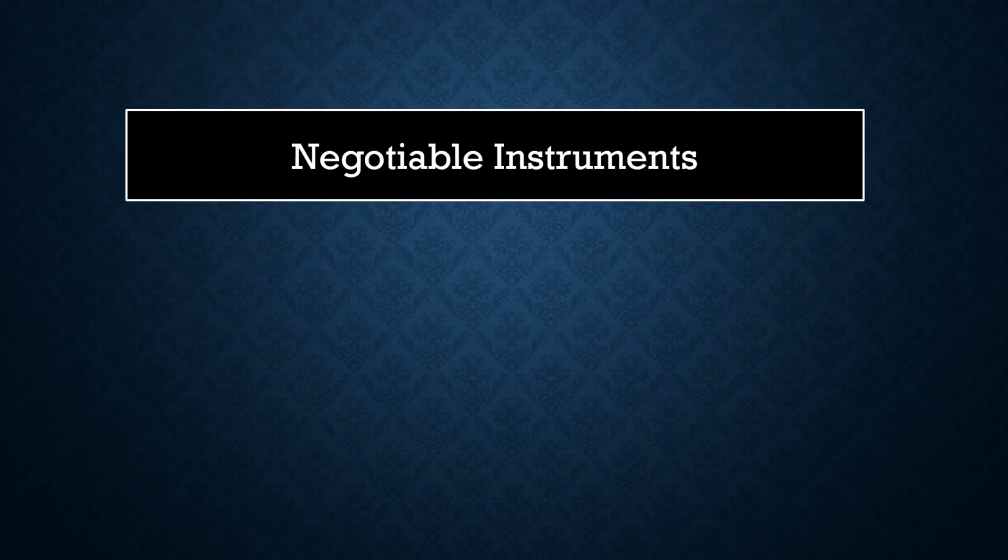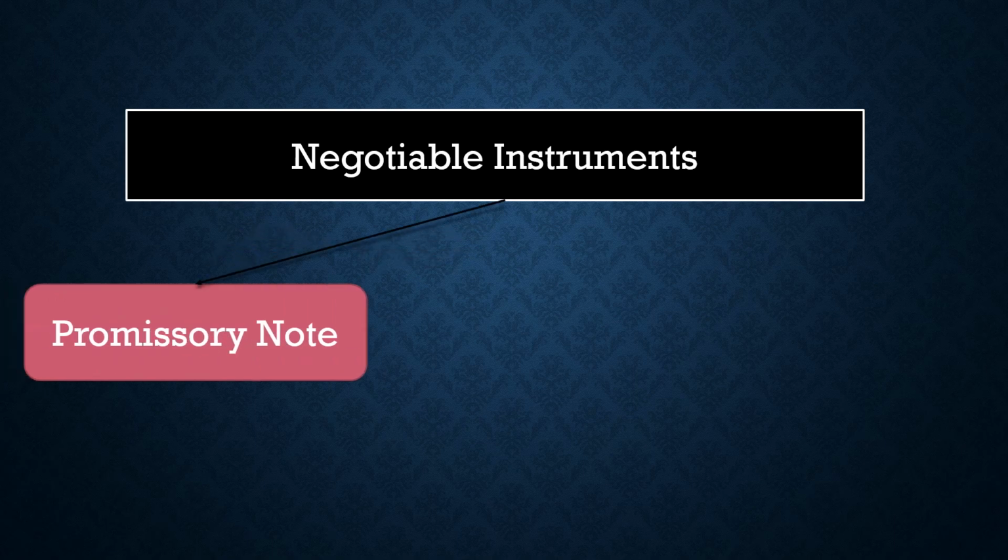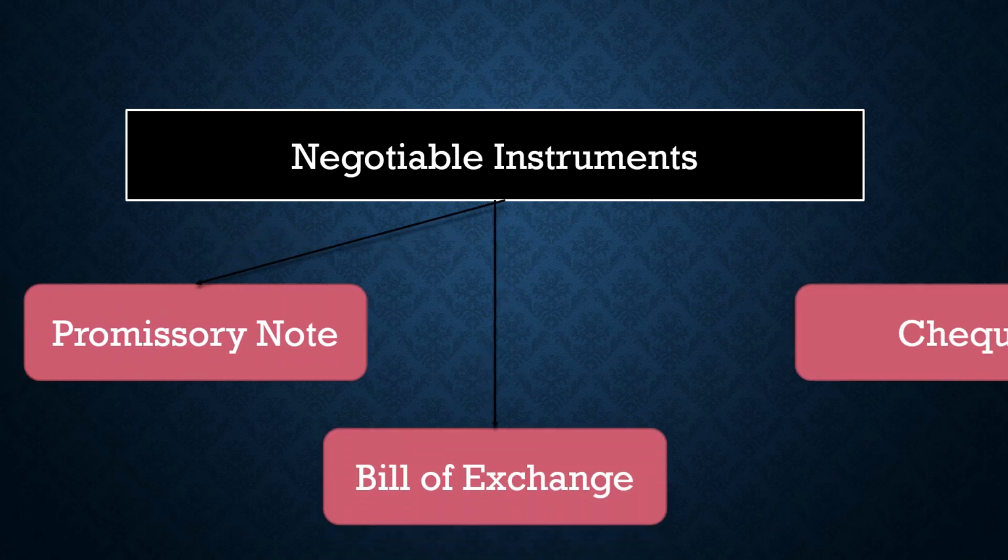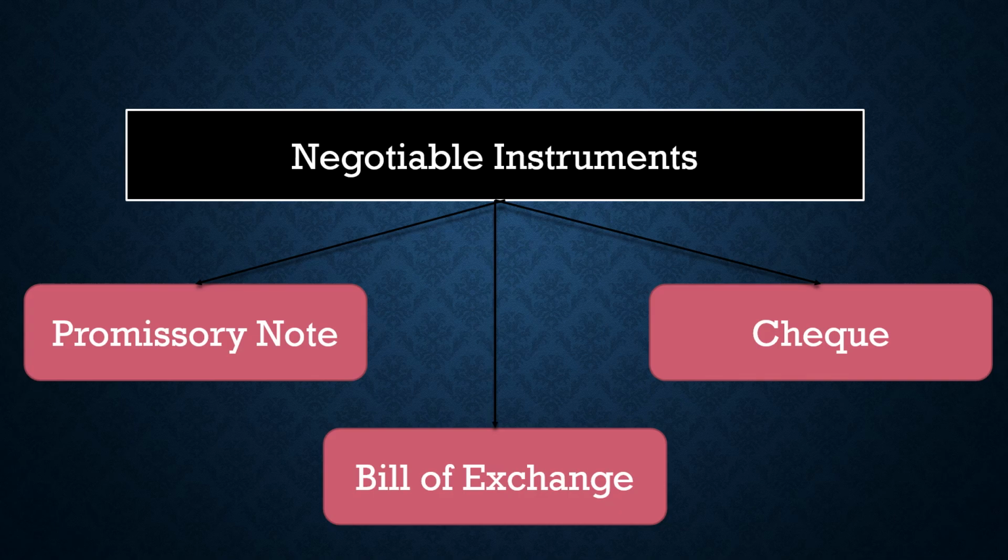Section 13 of the Negotiable Instrument Act highlighted three documents: promissory note, bill of exchange and check. Now we will focus on promissory note.